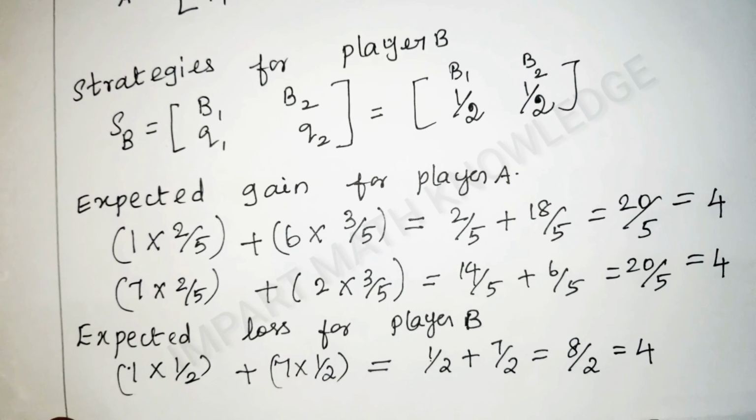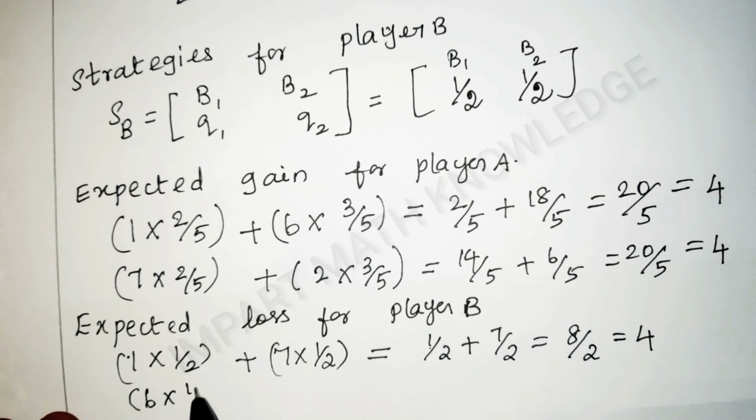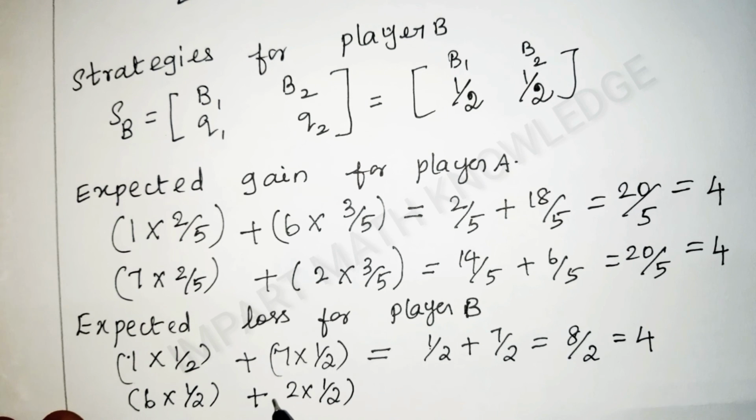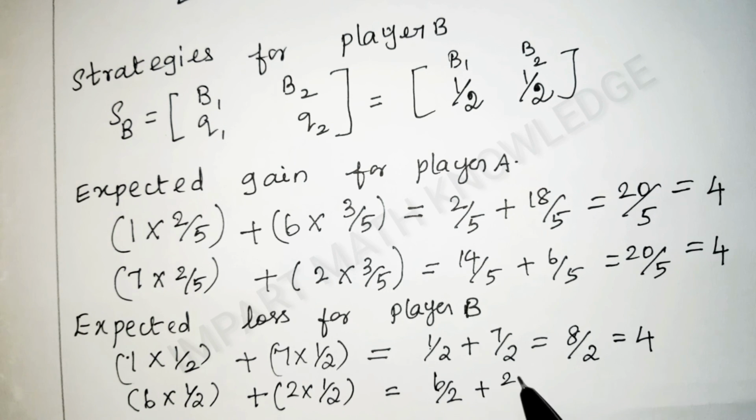Similarly, the second row: 6 into 1 by 2 plus 2 into 1 by 2. This is equal to 6 by 2 plus 2 by 2. So the value is 8 by 2, that is 4.